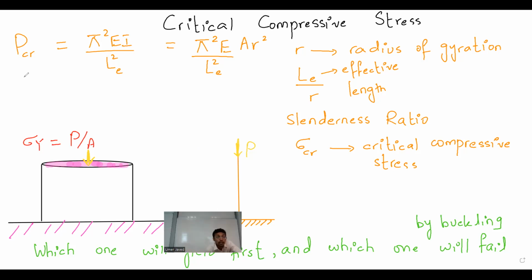I'm sorry. P CR over A is equal to sigma CR, which is equal to pi square EI, but there is no I, right? Now I will divide, then I will do bracket LE over R. Is this fine actually? Can you double check? Acha. So remember, sigma CR is, at least right now, for example, hinting at the failure of this buckling formula, but we'll see in future what happens.